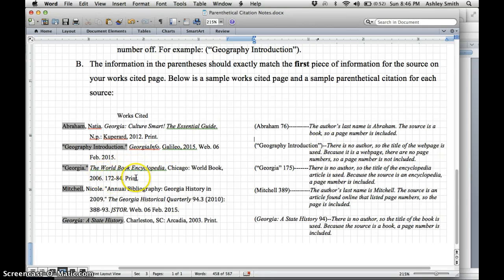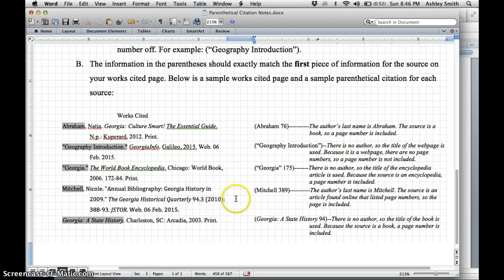This is an encyclopedia article. And as you see here highlighted, the first piece of information we're given on the works cited page is what's going to go in the parentheses, just like the ones before it. So I have Georgia, the title of the article, in parentheses, followed by the page number. There is no author, so the title of the encyclopedia article is used. Because the source is an encyclopedia, a page number is included. It's a book, and so we have page numbers. Let's look at the next one.